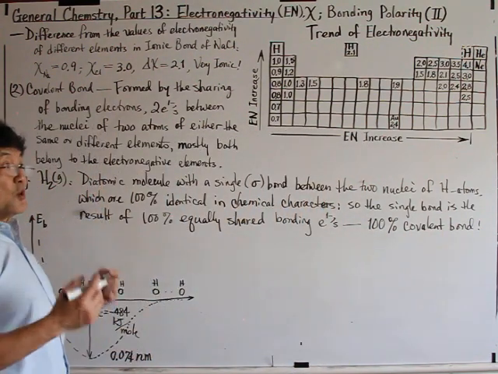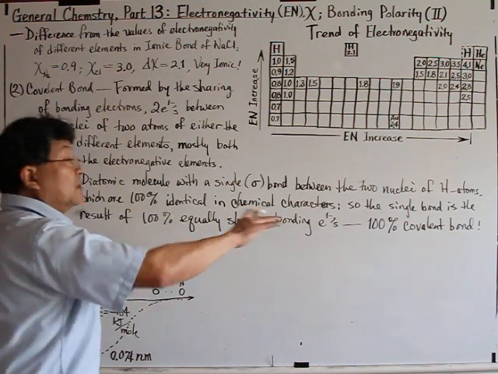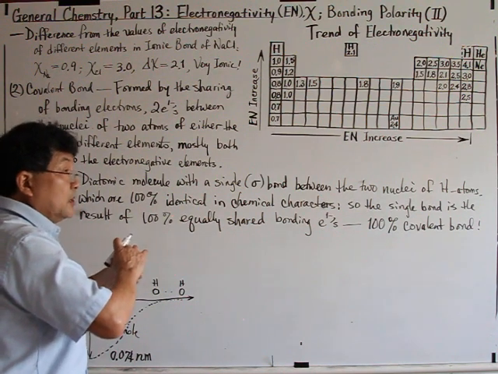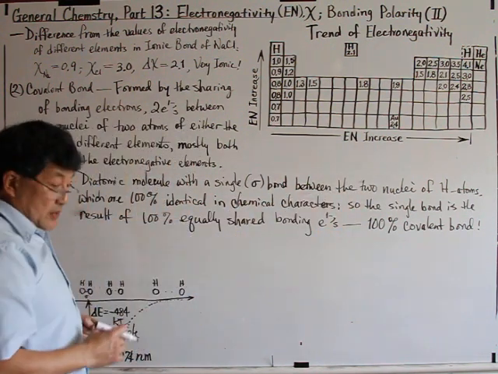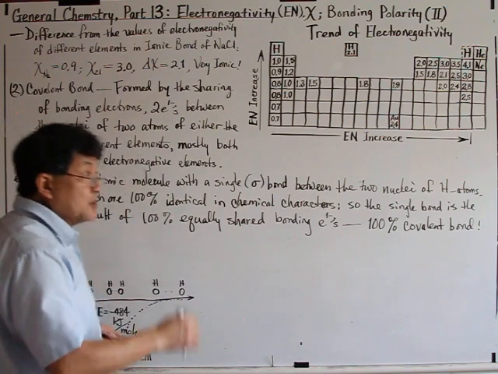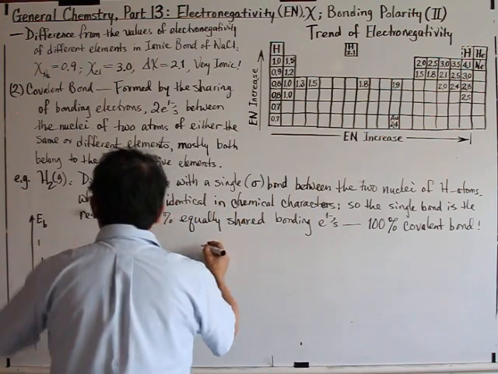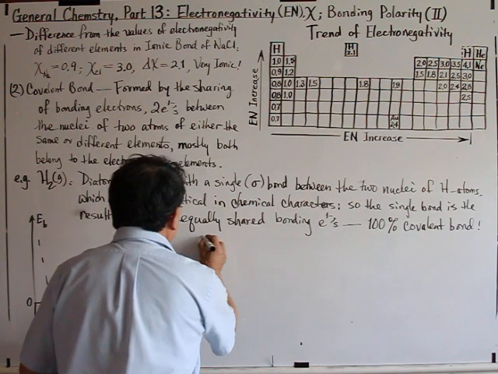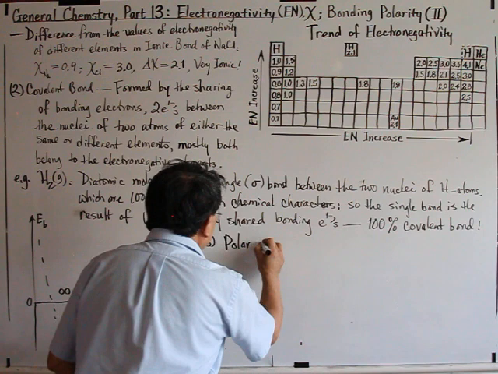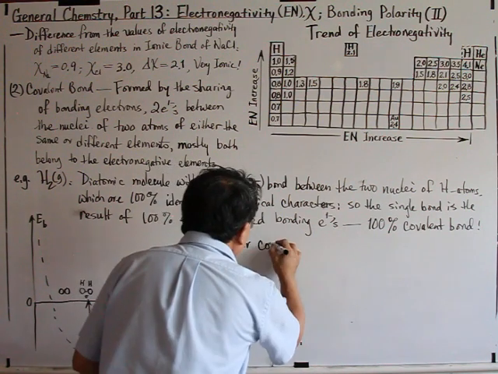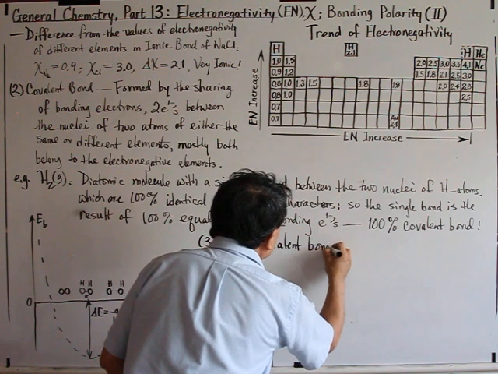But there is a situation in between. The other extreme is completely different: they don't even share the electron. One electron is transferred from an electropositive element to an electronegative element, right? That's called an ionic bond. Then there is the covalent bond, 100%. So the third kind is in between. The third kind is called polar covalent bond, right?